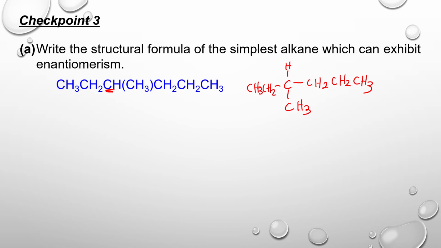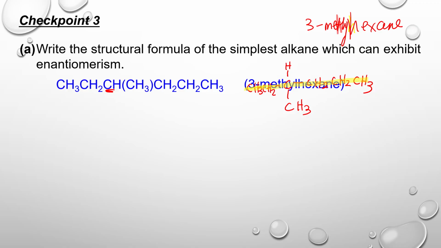If I'm going to name this, I'm going to name it based on the longest unbranched chain. In this case, my longest unbranched chain is 1, 2, 3, 4, 5, 6. Correct? So my longest unbranched chain is a hexane. Then on the third carbon, I actually have a methyl. So this one will be named as 3-methylhexane.